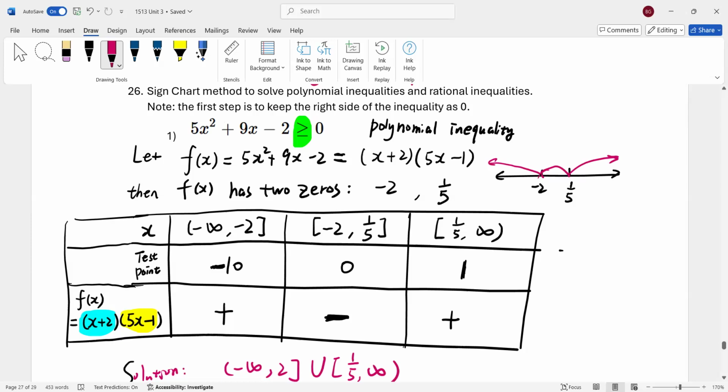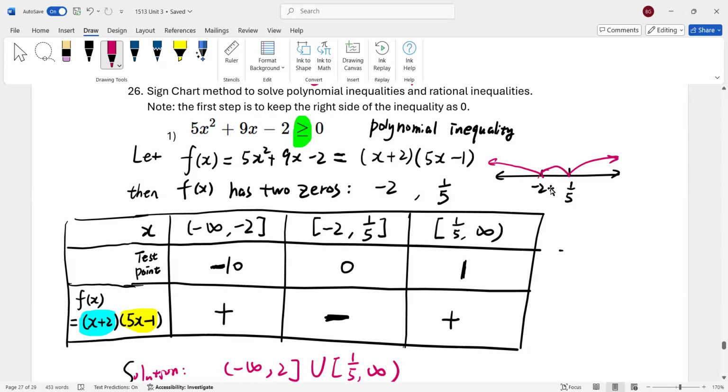And the next step is to factor the polynomial function on the left side. It's convenient if you can let y equal the function on the left, or f of x as the function on the left. I use f of x. I let f of x represent the function on the left side, and I factored it into two binomial linear factors, x plus 2 and 5x minus 1. From the factorization, we can see the function has 2 zeros. The 2 zeros are -2 and 1 over 5.